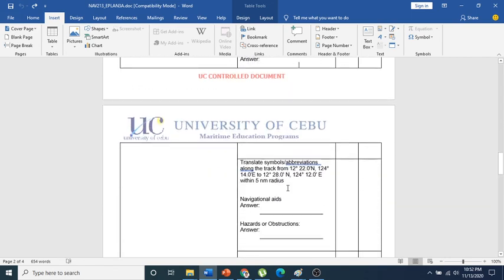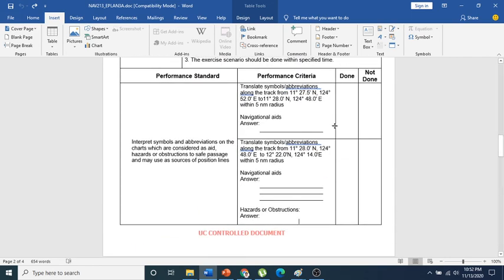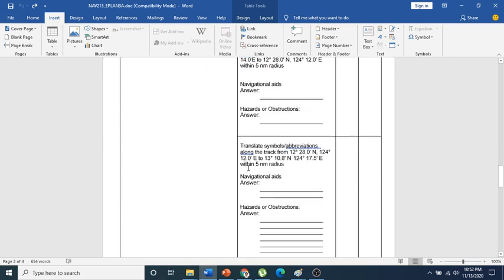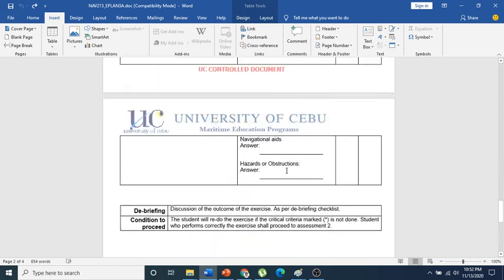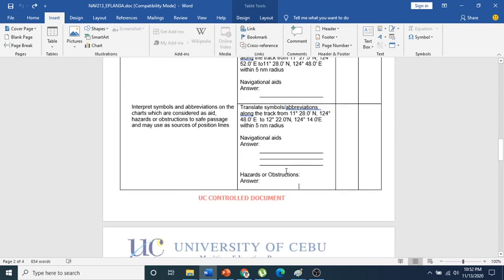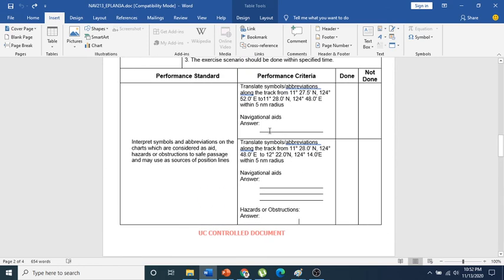I will answer this part here, and you will answer the rest of the Eplan. The question is, translate the symbol of relation along the track.